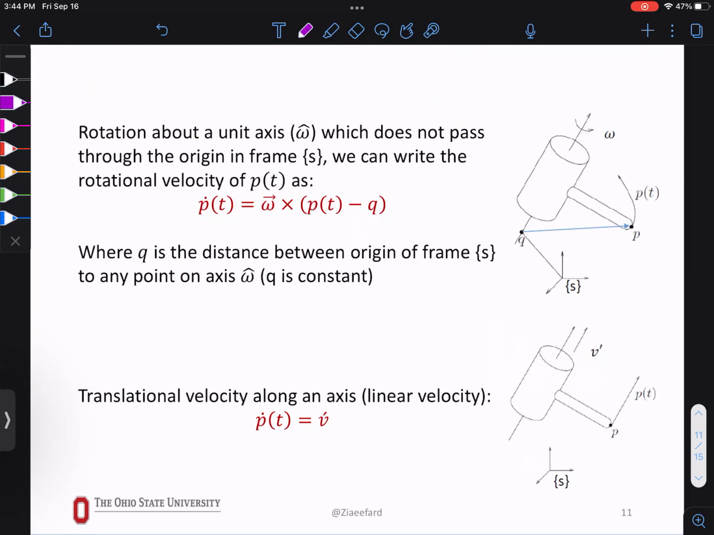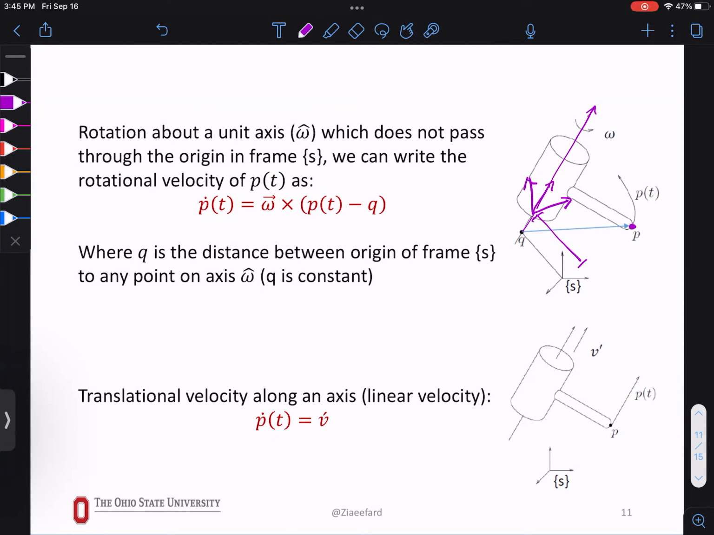Now, what if the rotation doesn't happen in the axis that goes through your reference frame? The example would be if this was your rigid body and your point was here, you're trying to find the velocity of this point, and the rotation axis is here. So you will define your body frame, let's say like that. And then the body frame and your S frame are offset by Q, some value.